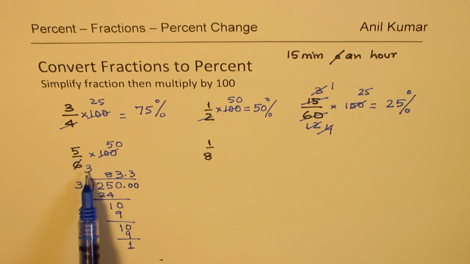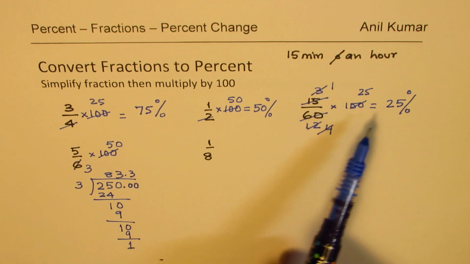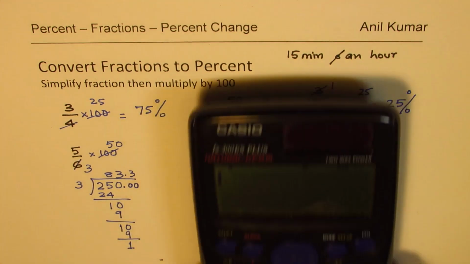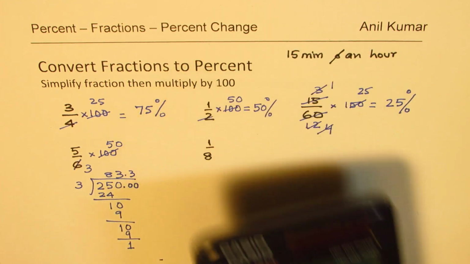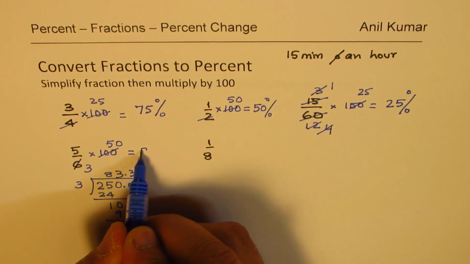So 250 over 3, you cannot really find a number as easily as we found earlier. So in this case, you do long division. We are trying not to use a calculator, correct? If you use a calculator, it's simpler. 250 divided by 3 gives you 83.333 recurring, as we are getting, right? You could do that. But I suggest you try to do it with long division and do this exercise without a calculator, correct?